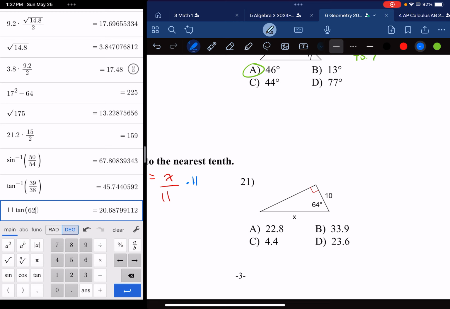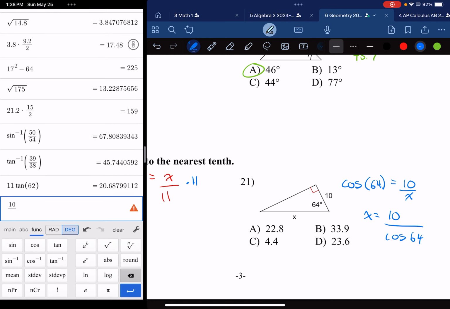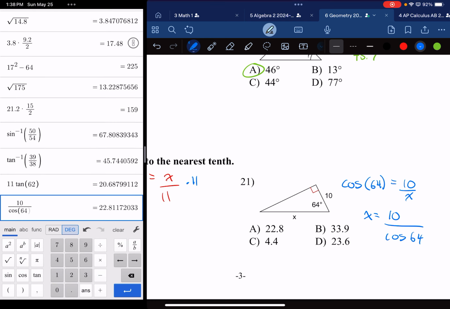In number 21, we have kind of the same setup. I am not using the opposite this time. I'm using the adjacent and I'm using the hypotenuse. Adjacent and hypotenuse is a cosine. Cosine of my angle 64 will be equal to 10 over my x. To get the x isolated, you can use this cool little trick where I think of this as divided by 1. When I think of it as divided by 1, these diagonals can switch. If I switch those diagonals, I'm now left with x is equal to 10 over cosine of 64, and I can just enter this in my calculator and I'm done. So 10 divided by cosine of 64 is 22.8. 22.8 is option A. Very nice.